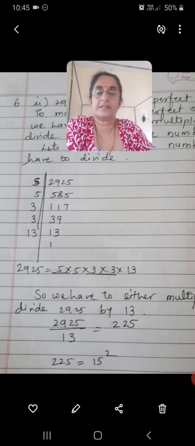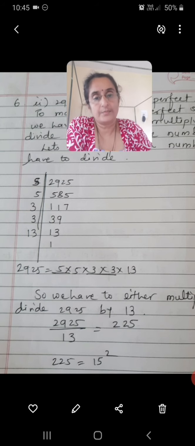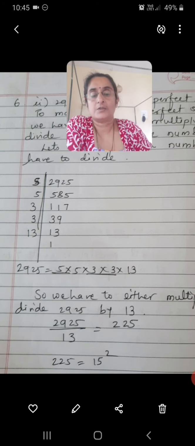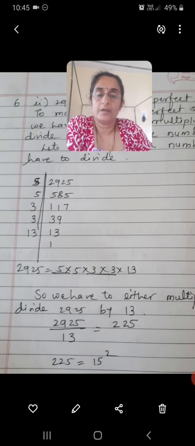So we could multiply this number by 13 to make a perfect square, as we did in the previous question. But here they have not asked by which number we have to multiply. They have asked by which number we have to divide it. So here 13 is extra, isn't it? 13 is extra. So if we divide this 2925 by 13, we will get a perfect square. So 2925 divided by 13, we will get 225. So what is the root of 225? That is 15. So now after dividing by 13, we got a perfect square number.